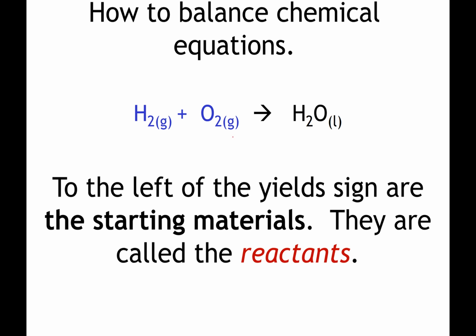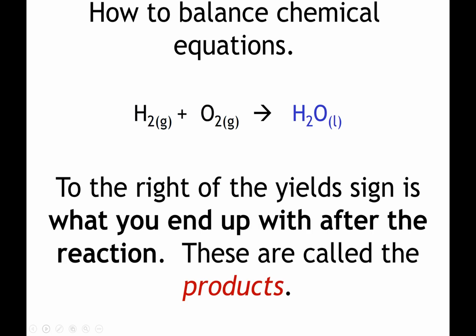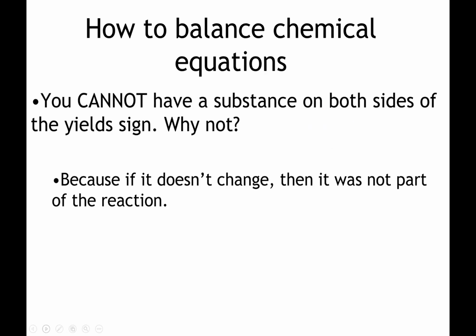Looking at the left side of the arrow, everything on that left side is considered a reactant, so it's the stuff that you start with or the stuff that you actually use to make the reaction happen. On the right side of the arrow, you have your products. That's what you end up with after the reaction has happened.